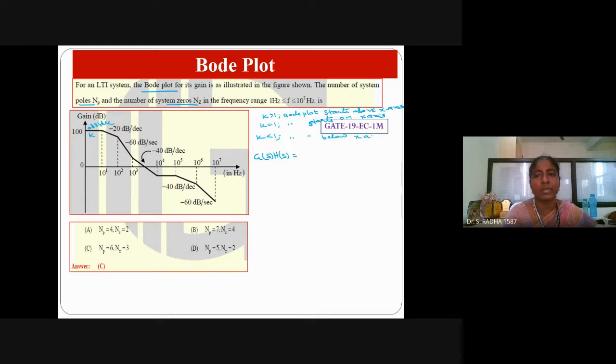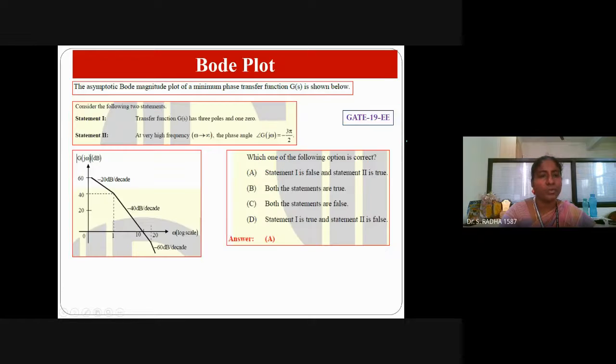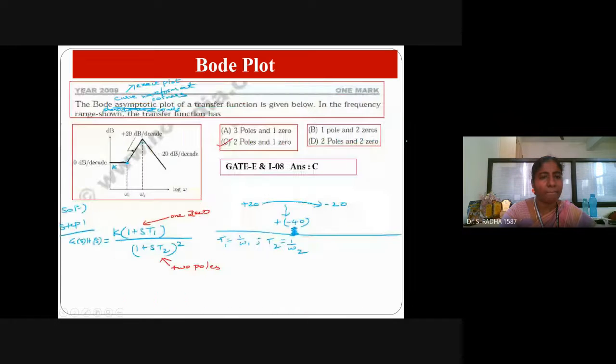Because when you apply 20 logarithm K, if K is less than 1, 20 logarithm K will be a negative value. K greater than 1 means 20 logarithm K will be a positive value. K equal to 1 means 20 logarithm K equals 0. Hence it is starting on the x-axis. You can see here one of the diagrams. This is starting on the x-axis, so K value equal to 1.